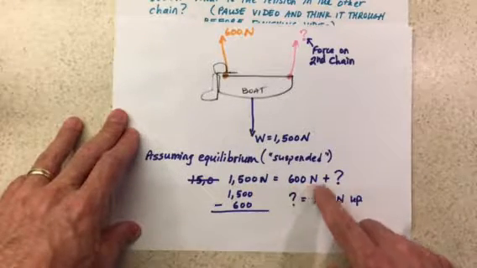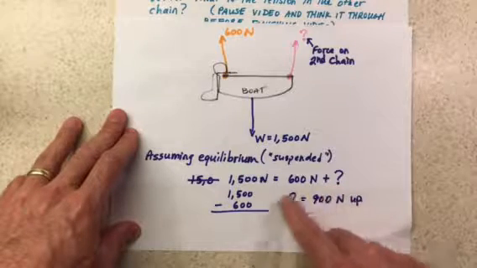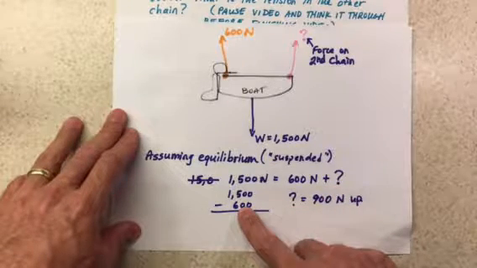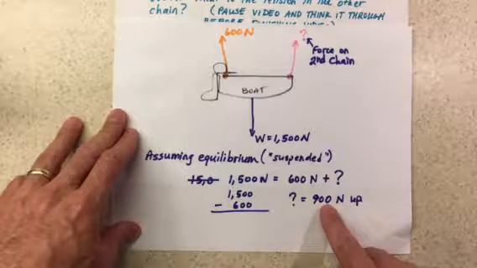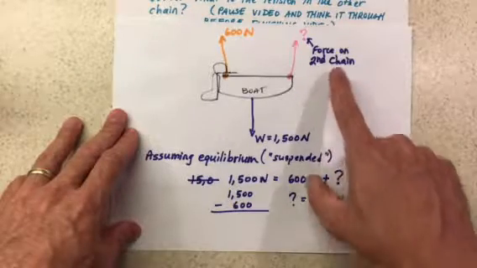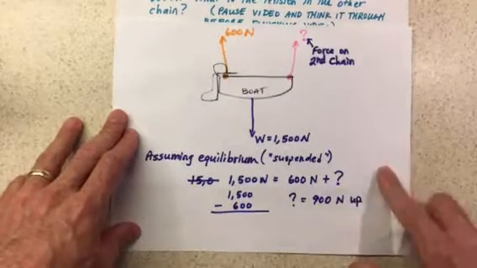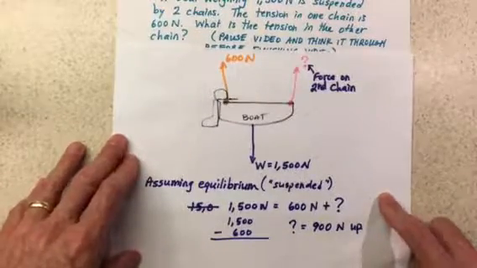1,500 equals 600 plus question mark. Do your algebra, and you wind up with 900 newtons up. That is the direction and amount of the force on the second chain.